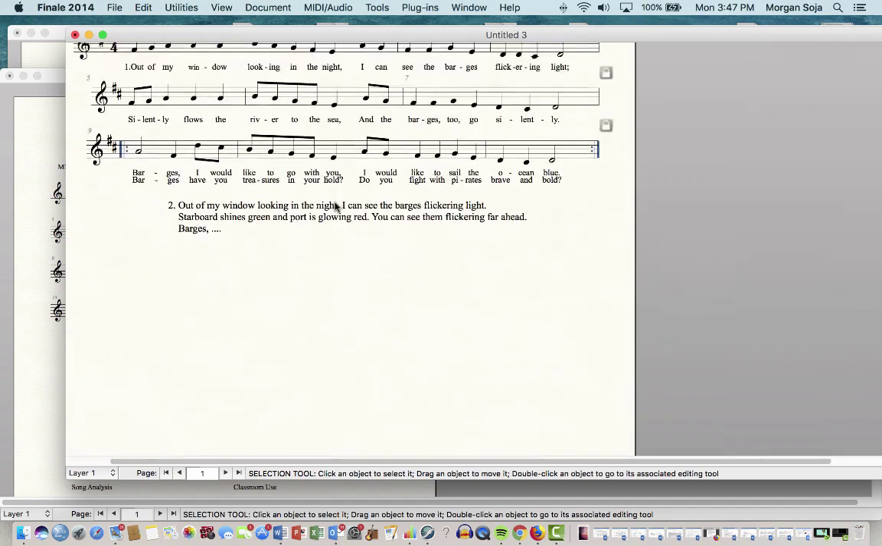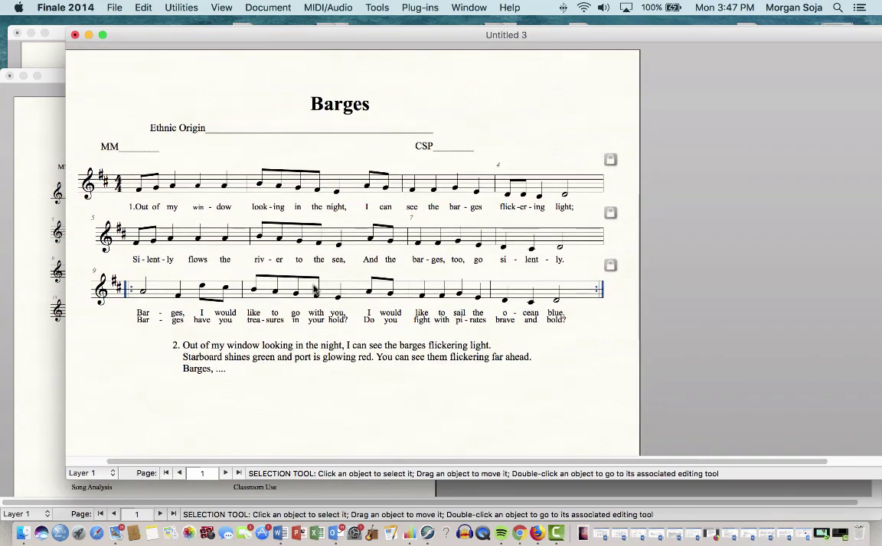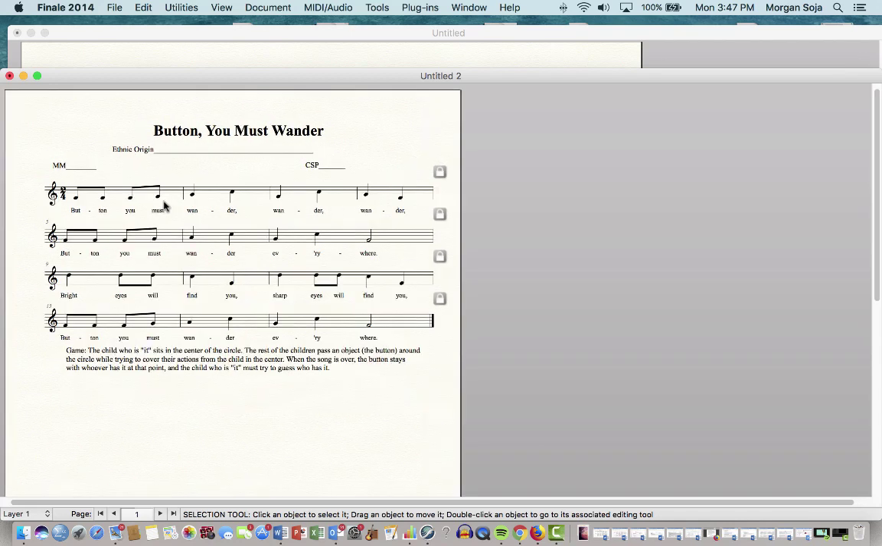And I think it's good for AABB form. So when we look at a piece of music, that's kind of what we're looking for: what's the purpose of this? Why am I teaching this? Let's go ahead and look at another one.